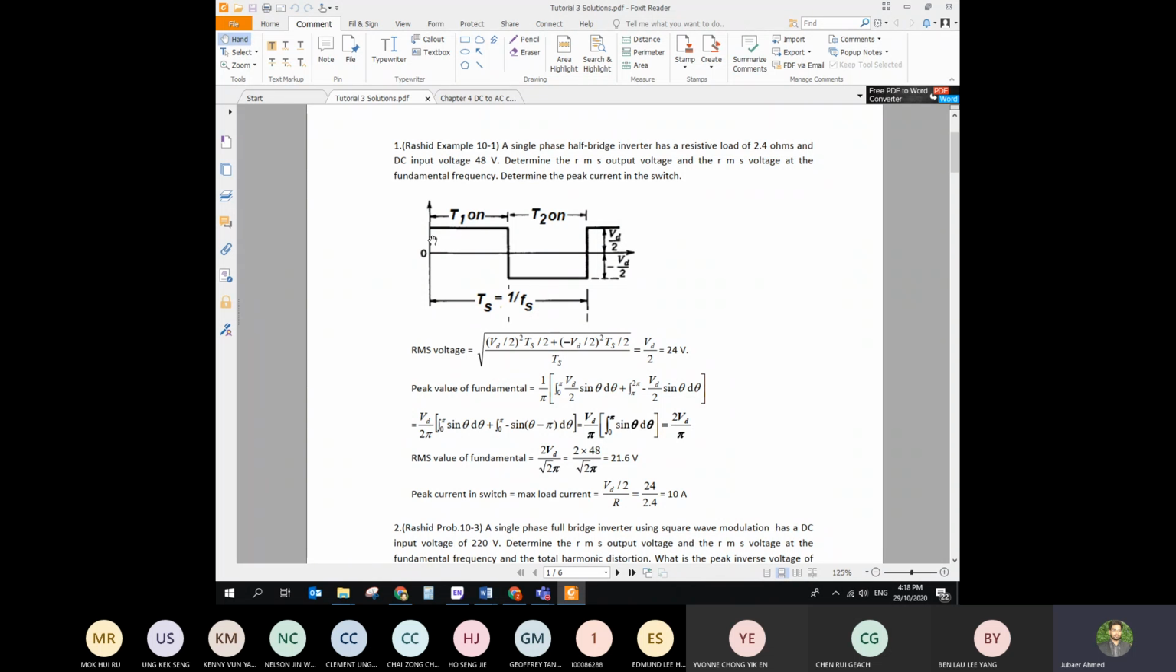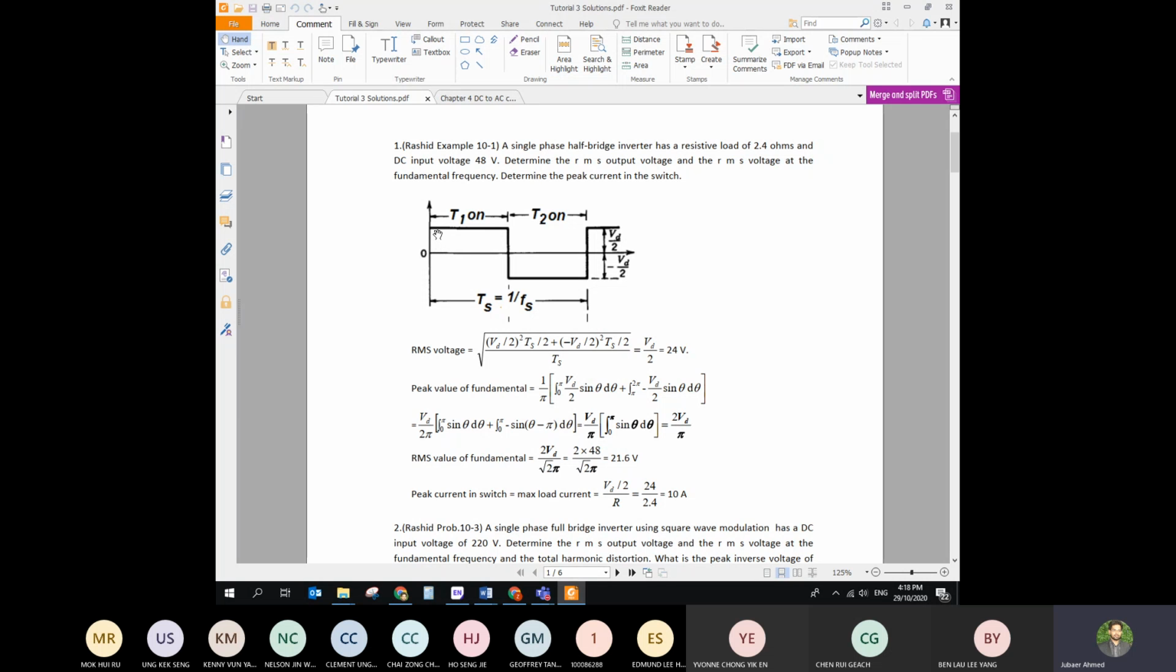So the total voltage here is the voltage. That means you have to integrate it from 0 to Ts by 2. Ts is the time period for the whole signal. So this is Ts by 2 in the middle, and this is Ts by 2 to complete T. If you integrate it, integrate means area under the curve, right?